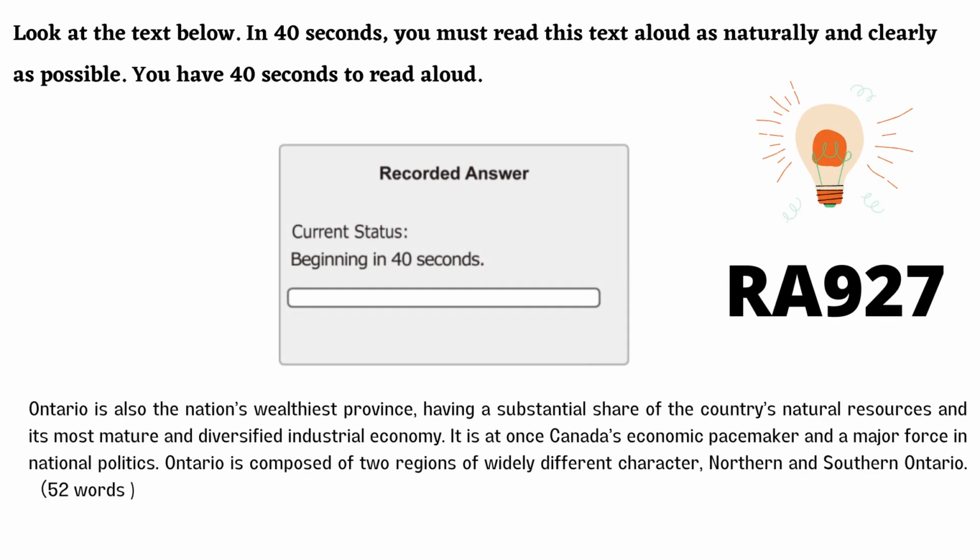Ontario is also the nation's wealthiest province, having a substantial share of the country's natural resources, and its most mature and diversified industrial economy. It is at once Canada's economic pacemaker and a major force in national politics. Ontario is composed of two regions of widely different character, Northern and Southern Ontario.